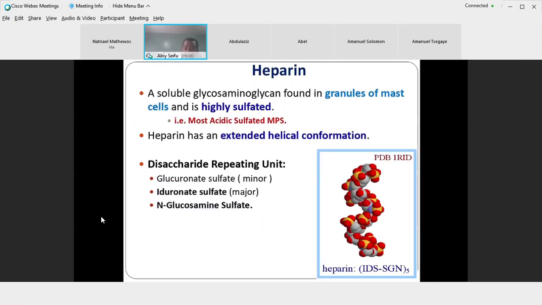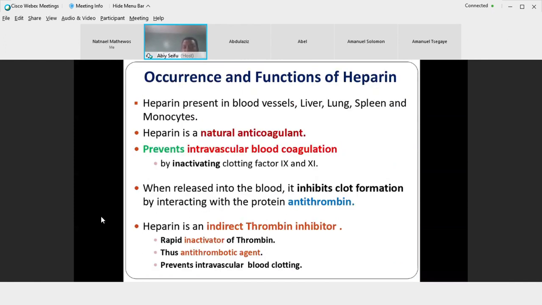The other is heparin. This is the most acidic sulfated GAG, and its repeating units are listed here, and it has extended helical formations. It is found in granules of mast cells, and it's highly sulfated. Heparin is a natural anticoagulant, and it prevents intravascular blood coagulation by inhibiting clot formation through interaction with a protein called antithrombin.